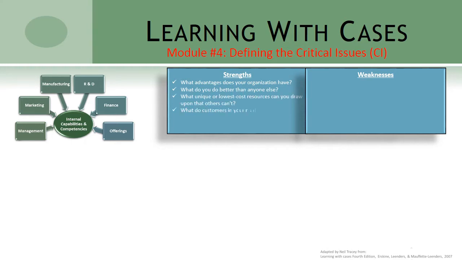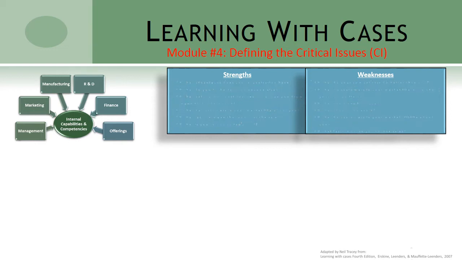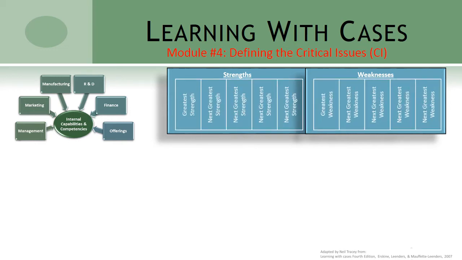What are the things that we do better than anybody else in the marketplace? What are the things that our customers love about us, and what are the things that our competitors hate about us? We'll also identify the advantages our competitors have over us, the things that our customers love about our competitors, and the things our competitors love about us. As we build our SWOT analysis, identifying our strengths and weaknesses, it's useful to rank them to get a clearer understanding of the most important strengths and weaknesses of our organization.